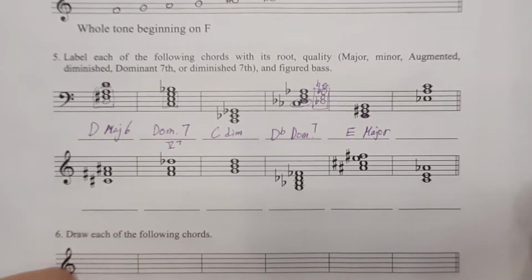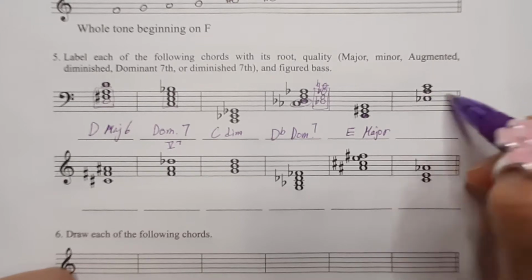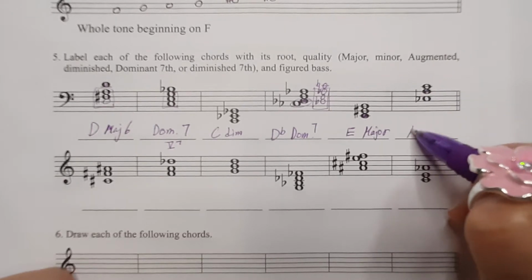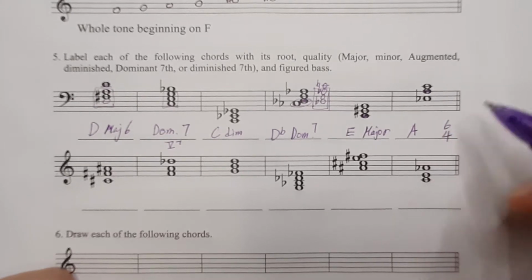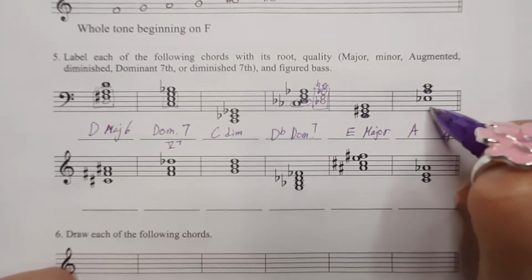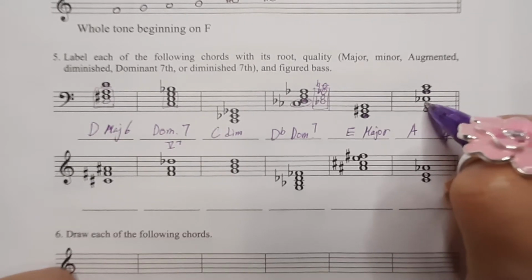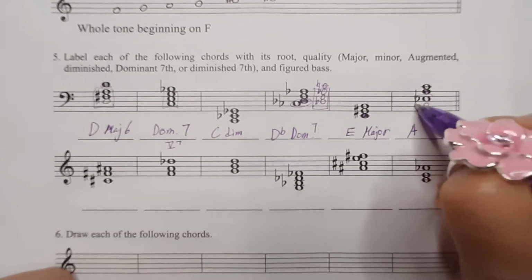Yes. Now here, where's the root? On the top of the gap. So it's A something, right? And this is the second inversion, so the number should be 6, 4. When you put them in the simplest form, it's going to be A natural, C natural, and an E flat.